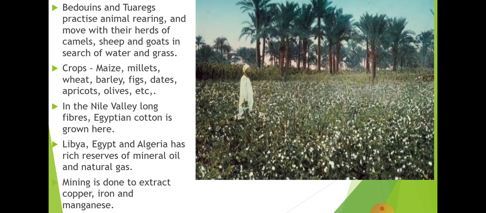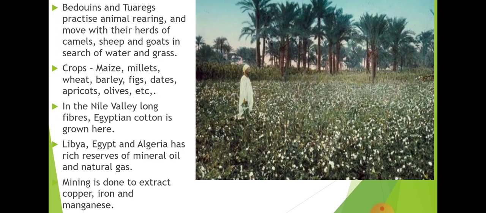Here one of the important fibers is grown, the long fiber cotton, also known as Egyptian cotton. It is very famous in the world. And the Sahara Desert also has rich minerals, like oil and natural gas. So people do mining. In which parts of the Sahara is natural gas or mineral oil present? Like Libya, Egypt, and Algeria. Because of the natural reserves, people started living a settled life near these reserves.